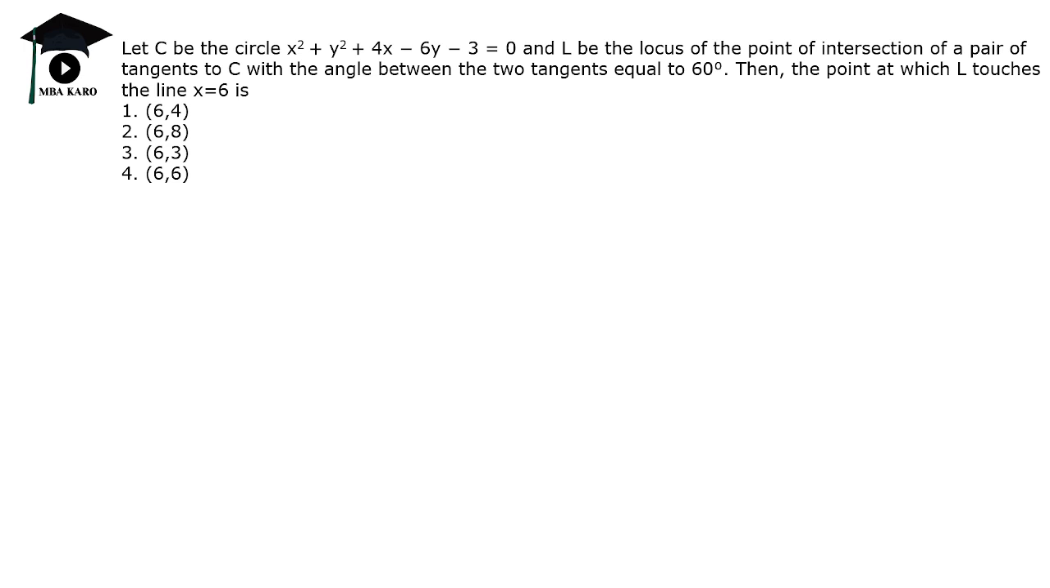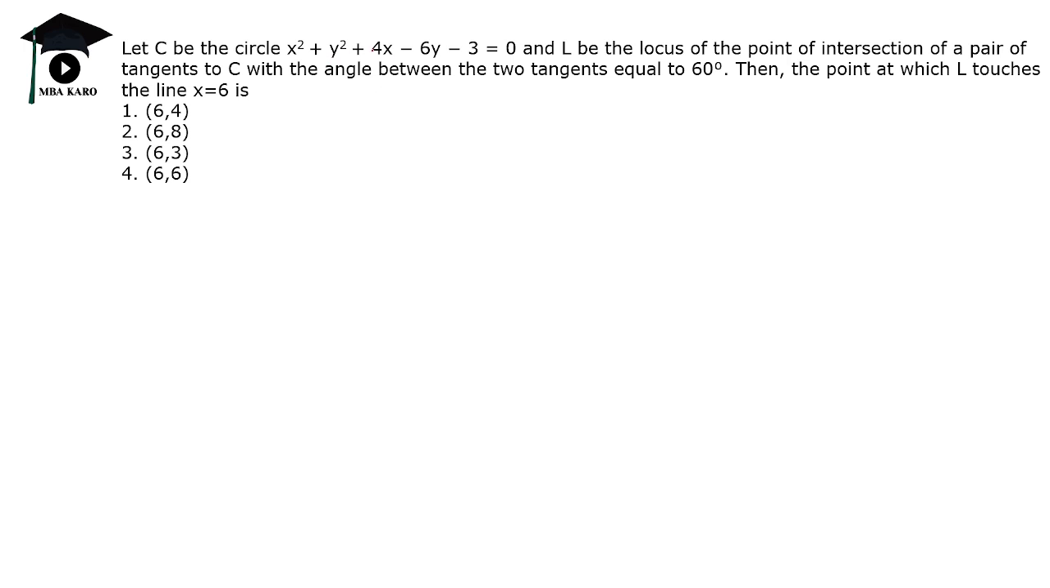Let's see: a circle C, and L is the locus of the point of intersection of a pair of tangents to C with the angle between the two tangents equal to 60 degrees. So we are given some information about a circle, the equation of a circle. So it is basically based on coordinate geometry.